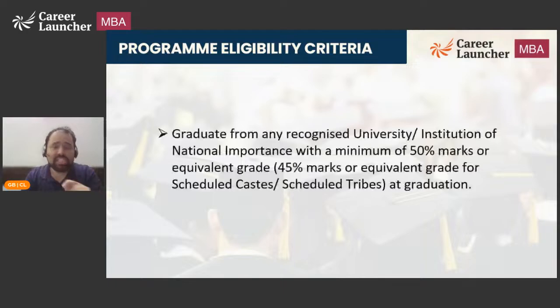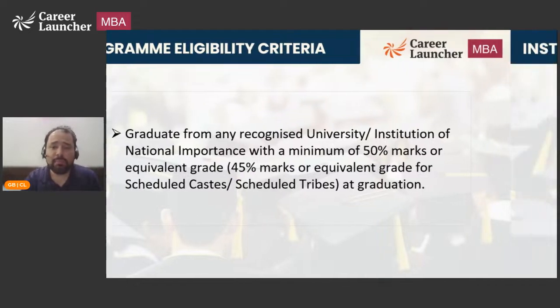Okay, this is very, very important. Please keep in mind, you can only apply to the programs under the Symbiosis banner if you have minimum 50% marks in your undergraduation, and if you are from SC/ST, minimum 45% marks. If that is not the case, you are not eligible to apply, so please keep that in mind.